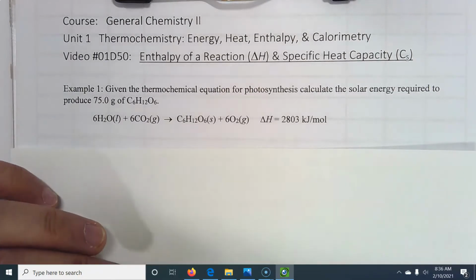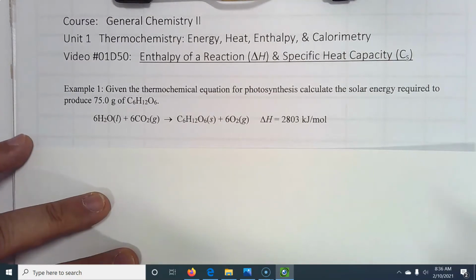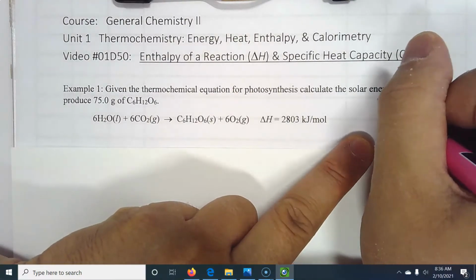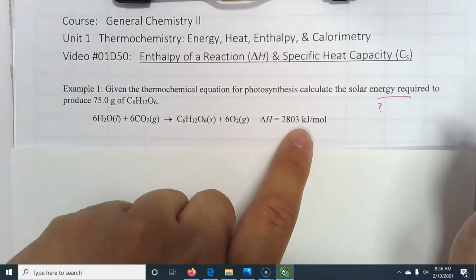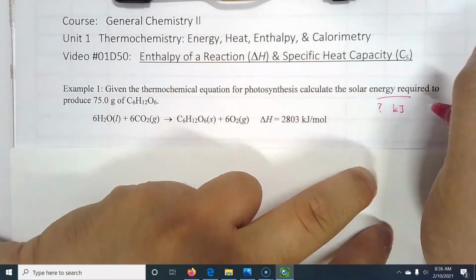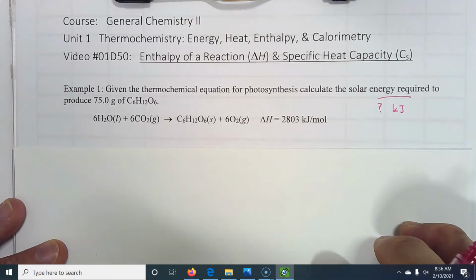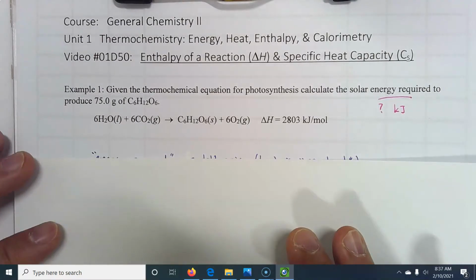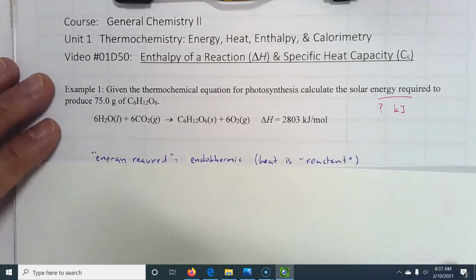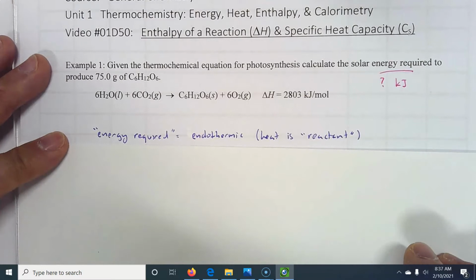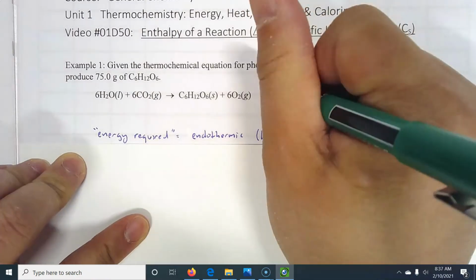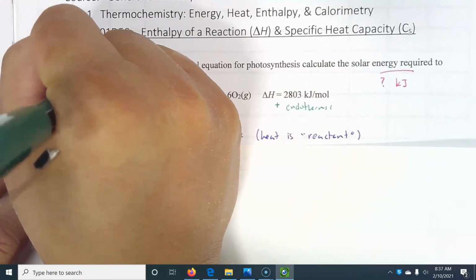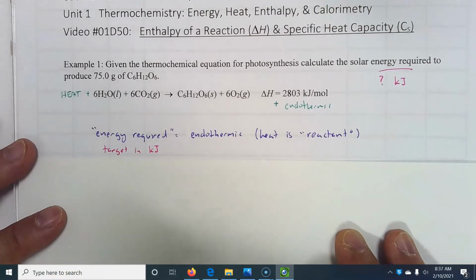All right, we're back, and this is what I would do for almost all the problems. I want to identify what the grader is looking for. The grader is looking for energy required. So here's your question mark, and probably I'm going to give it in kilojoules. It has to be an energy term, an energy unit. All right, and we are given 75.0 grams. I'm going to do this via dimensional analysis, or unit canceling. So again, they want energy required. That tells me that's endothermic. This is plus. So this is endothermic. And you could literally write the words heat added at the beginning. The target is kilojoules. Good.